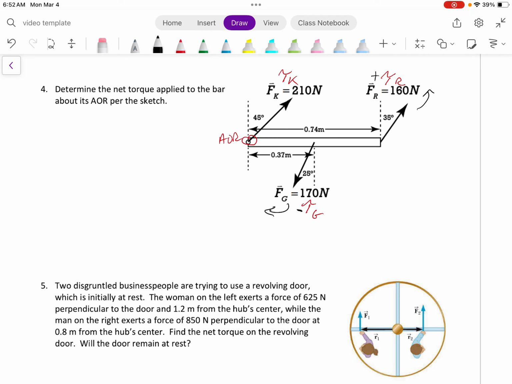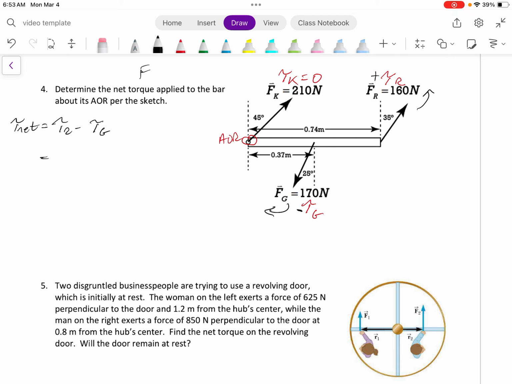This is negative. This torque K actually goes through the axis of rotation, so the R value is 0. There is no distance away from the axis of rotation, so it's 0 torque. So if I want to know the torque net, I have to add all the torques up. I start with the positive torque, which is torque R, subtract torque G. Now let's actually determine what torque R and torque G are.